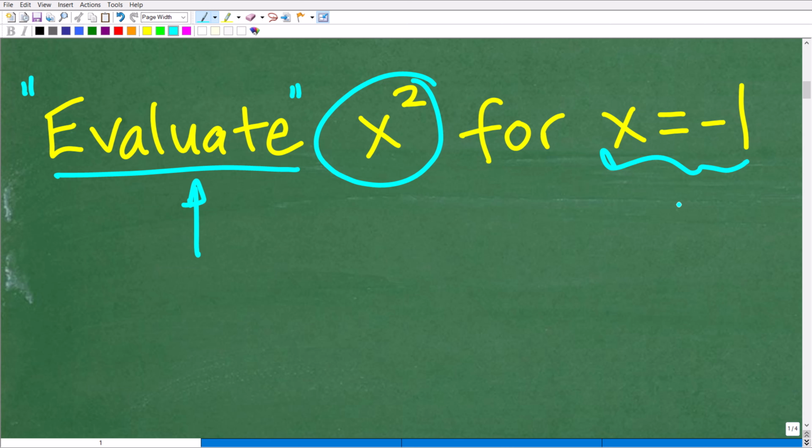So basically, this is pretty simple, right? All we would need to do is take this -1, plug it in, replace this x with -1, and then square it, right? So that is effectively what we need to do. But why is this confusing? Well, I'm going to show you why right now.